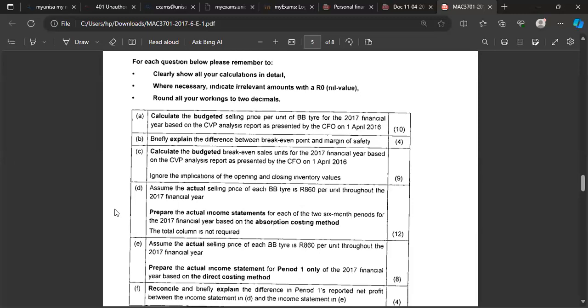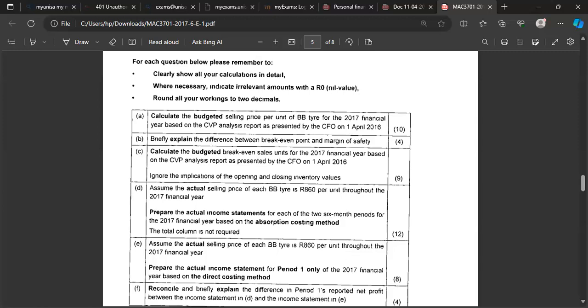Part D: assume the actual selling price for each BB tire is 860 per unit throughout the 2017 financial year. Prepare the actual income statement for the two 6-month periods using the absorption costing method. So one is going to be period 1, and the other is going to be period 2. So if it's 12 months for that one, we assume it's 6 for period 1 and 6 for period 2.